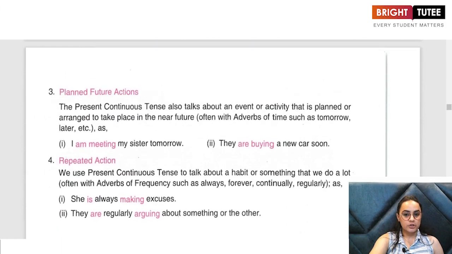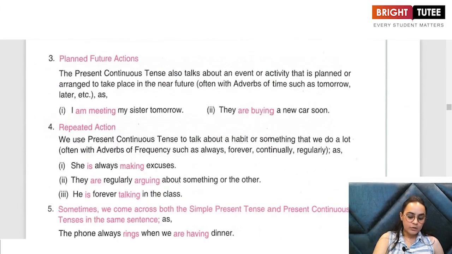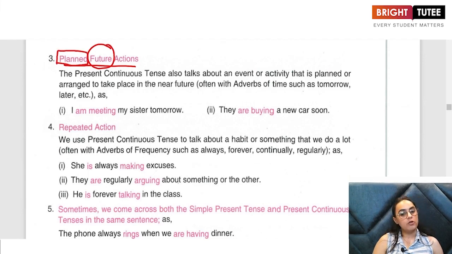The next use is when you talk about some planned future actions. Those actions which have been planned by you, when you talk about those future actions, we always use the present continuous tense. For example, I am meeting my sister tomorrow. This is something which will take place tomorrow, which is future, but it is planned.